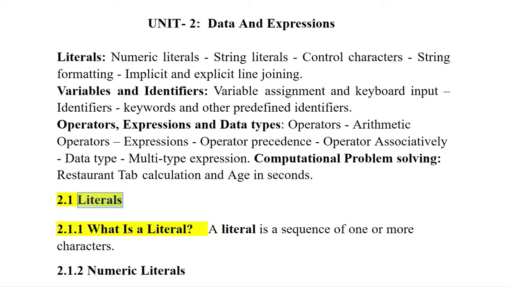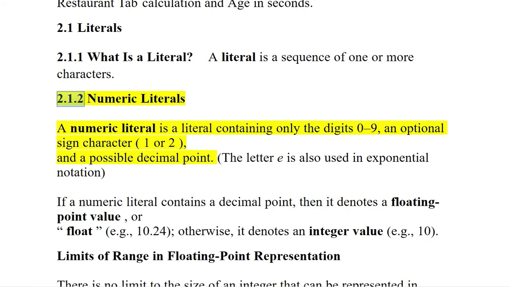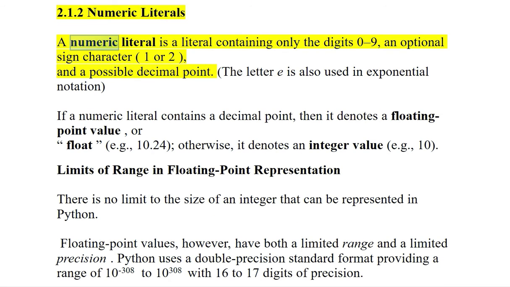2.1 Literals. 2.1.1 What is a literal? A literal is a sequence of one or more characters. 2.1.2 Numeric literals. A numeric literal is a literal containing only the digits 0 to 9, an optional sign character, 1 or 2, and a possible decimal point.